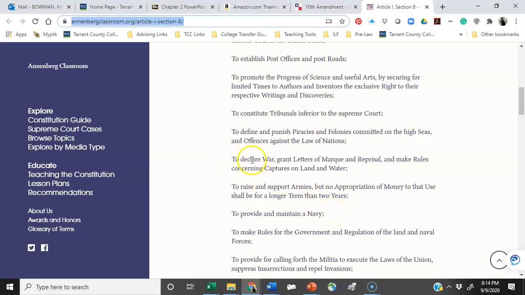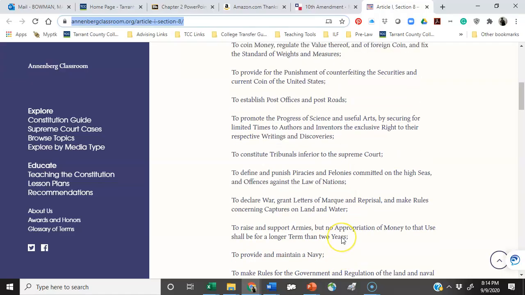They have the sole power to declare war. So they can make a law and say war is now declared on. They can set up court systems to constitute tribunals inferior to the Supreme Court. They set up the court system through laws. And they have really done that. They started with the Judiciary Act of 1789.